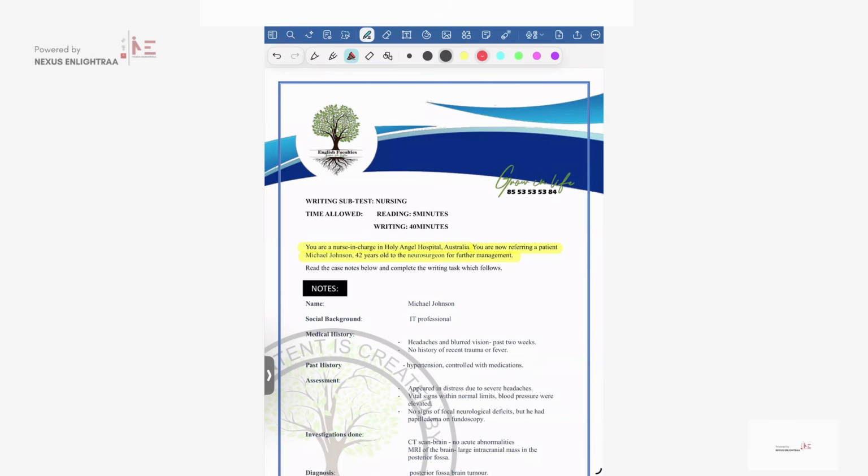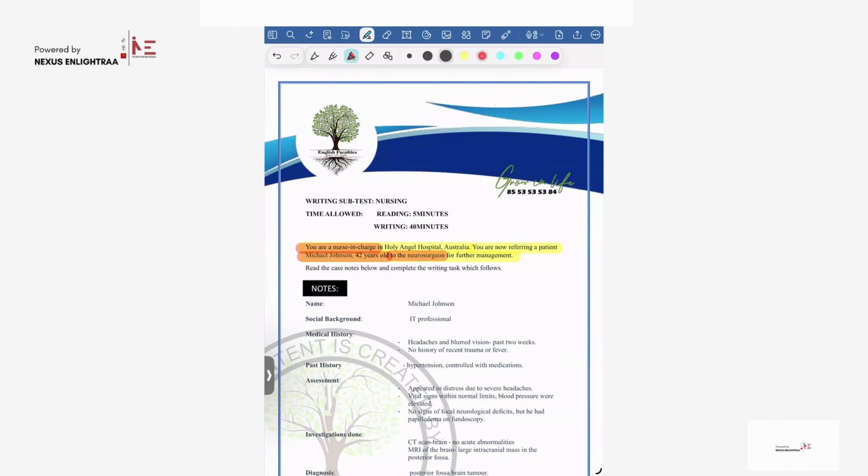Number one, who are you? So you are the nurse in charge. It mentions here, you are the nurse in charge. And this tells you how you will sign off your letter at the end. Now, number two, who is the patient? And that is Michael Johnson, who is 42 years old. Number three, who you are writing to. So you're writing to the neurosurgeon.